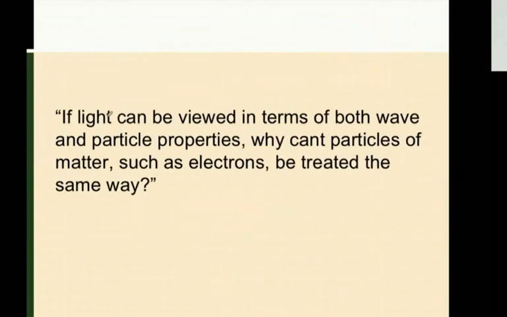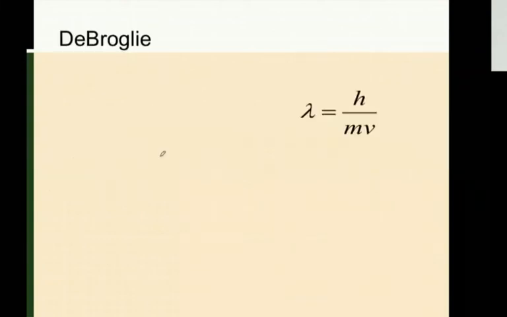So if light can be viewed in terms of both wave and particle properties, why can't particles of matter, such as electrons, be treated in the same way? I think de Broglie said this. De Broglie had this idea: why can't we also treat electrons like waves? I mean, they have matter-like properties, but they also have wave-like properties. So why can't we give them an intrinsic wavelength, or even give matter in general an intrinsic wavelength?